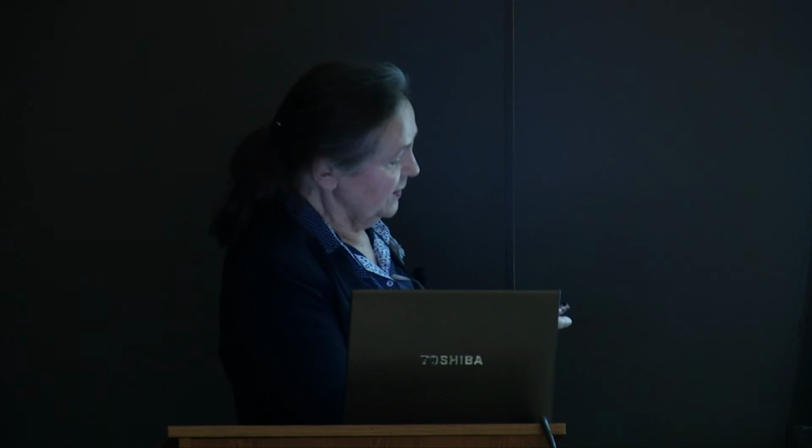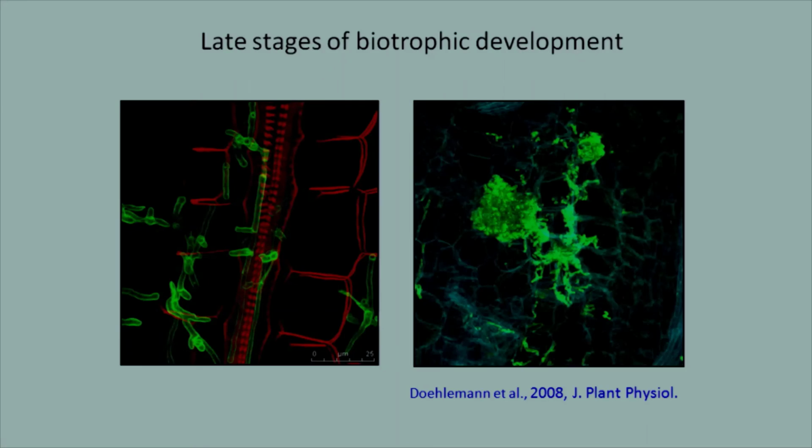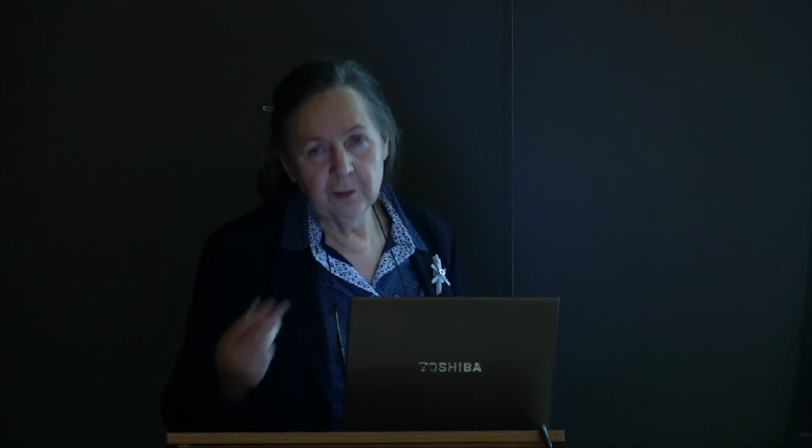At later stages, you find the fungus close to and inside the veins, and this is presumably where the fungus gets nutrients for the massive proliferation. So to actually get there and enter this tissue is crucial. And then again later, you find huge fungal aggregates, and it's in these aggregates that nuclear fusion and spore formation is initiated.